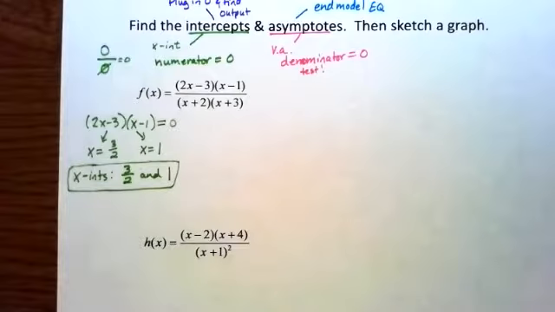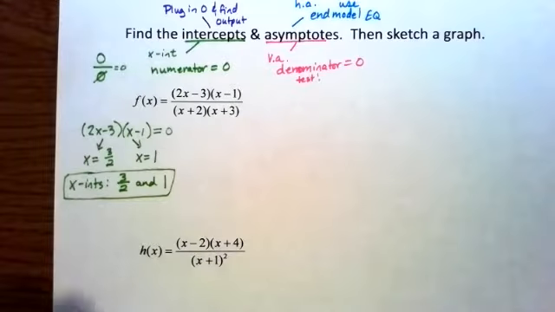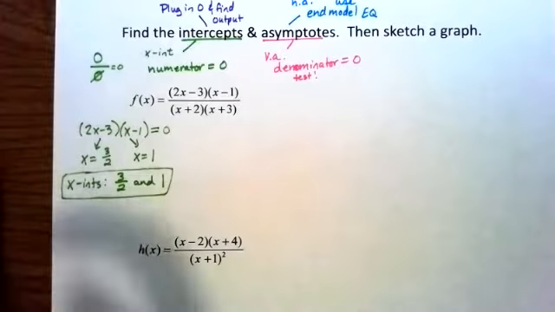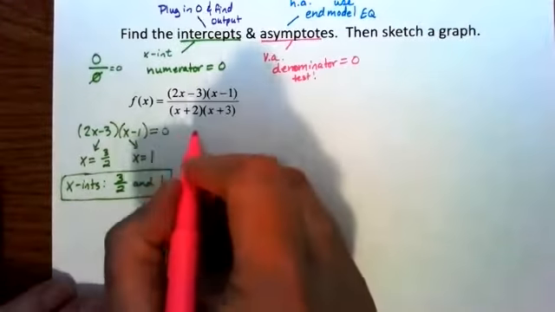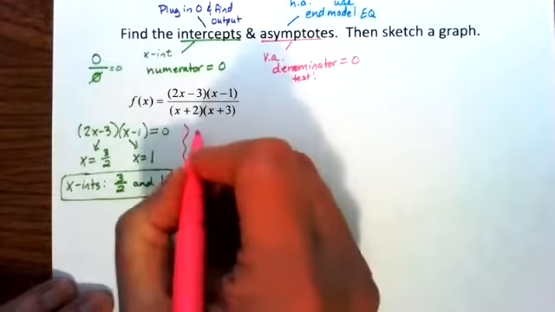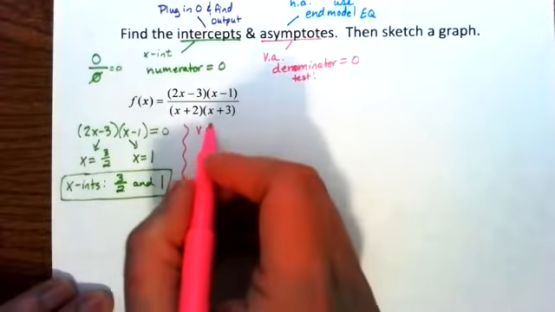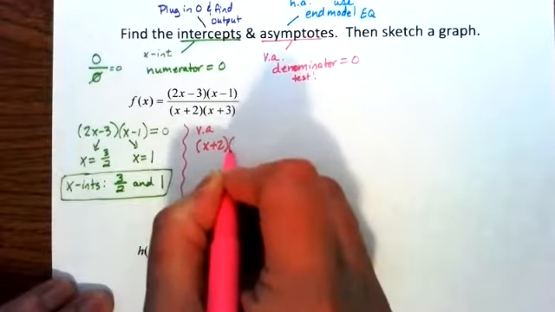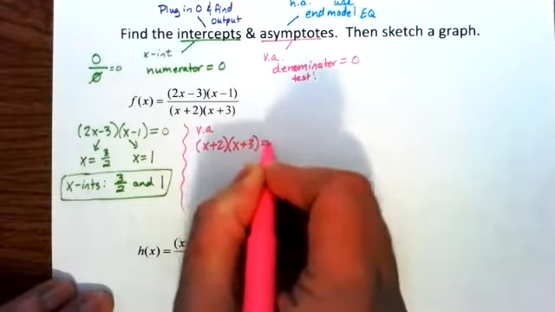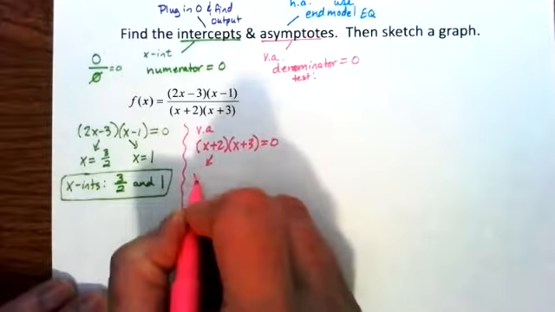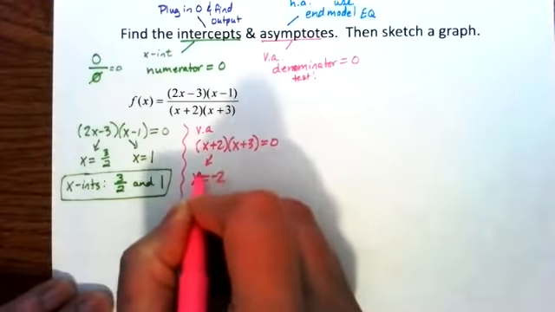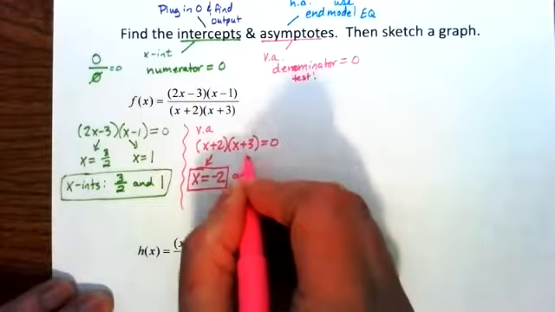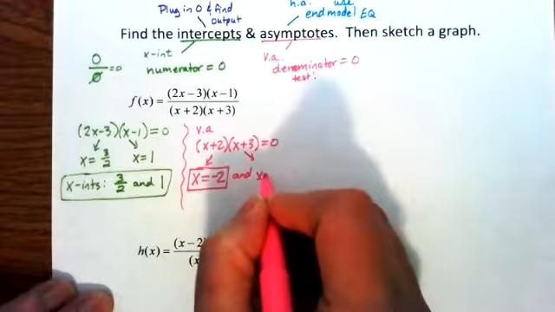Now I think I'm going to do the vertical asymptotes next, because it's another kind of similar thing. If I want to get the vertical asymptotes, I'm going to do the denominator equal to 0, kind of similar to what I just did with the numerator. Set these factors equal to 0. So I've got vertical asymptotes at x equals -2 and at x equals -3.